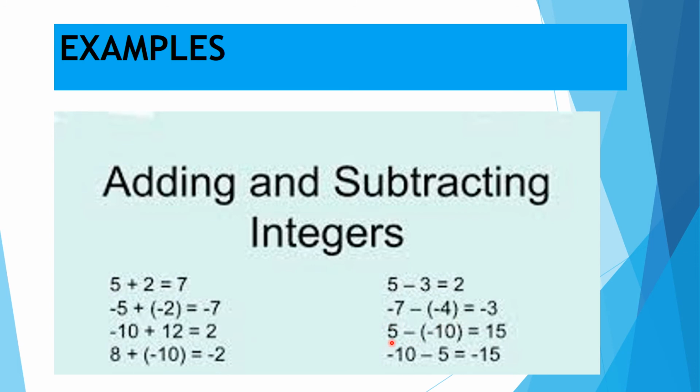Now 5 minus minus 10. Now this will be 5 and I told children just before this that we will not subtract, we will change the sign to addition. So this will become addition and the integer just after the changed sign will change to its opposite. So it will become plus 10. So 5 plus 10. So it will be 15.